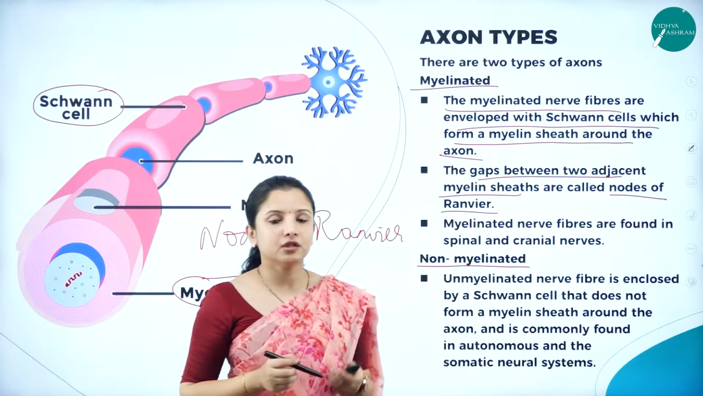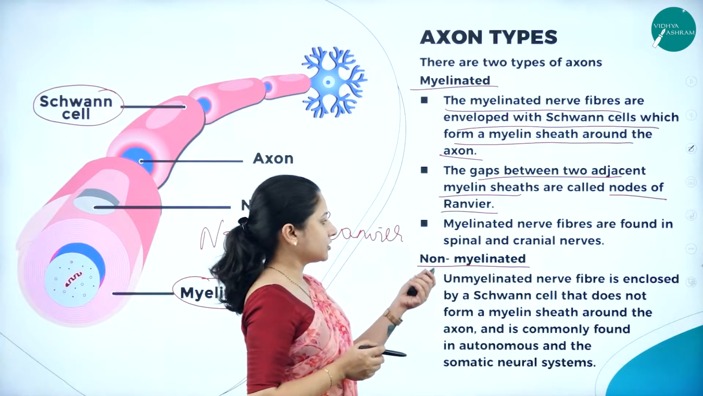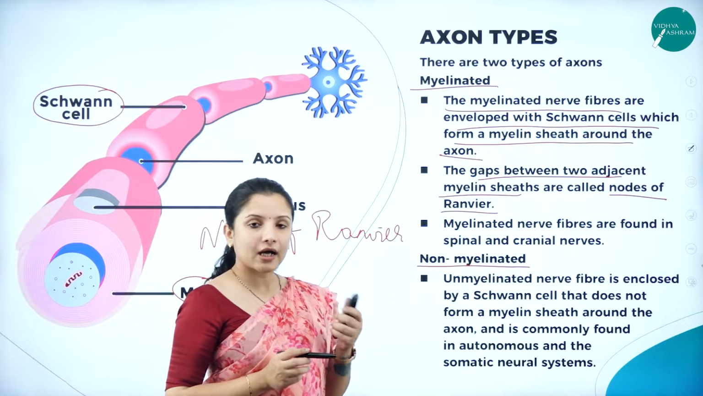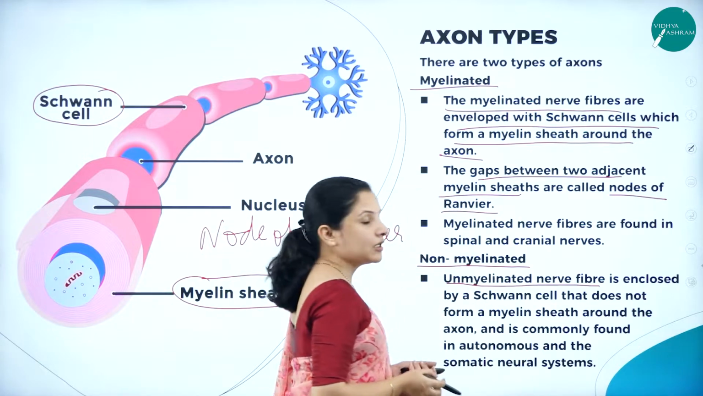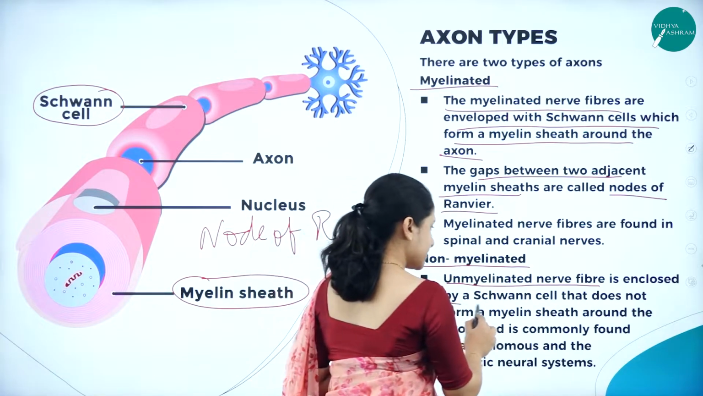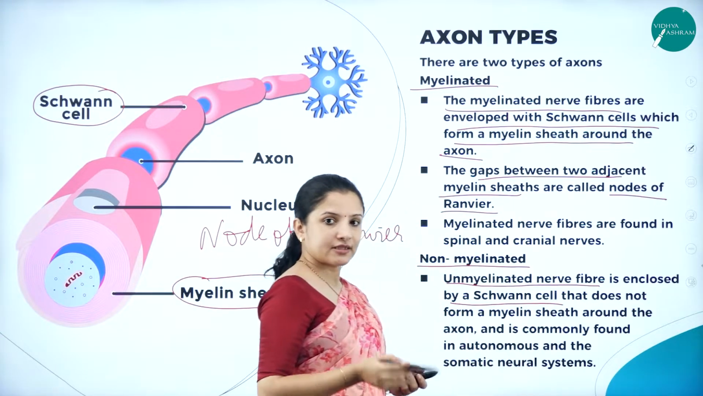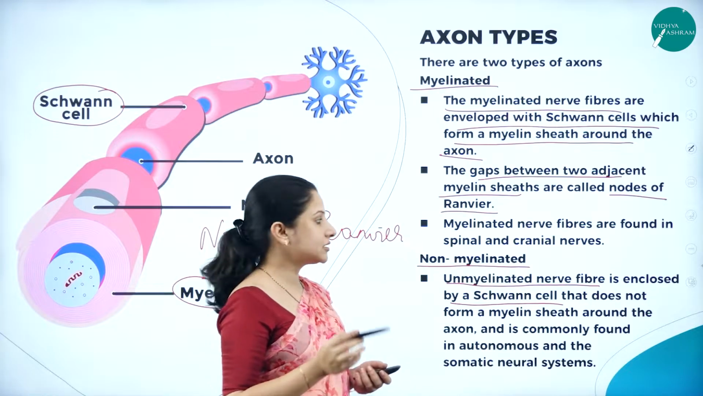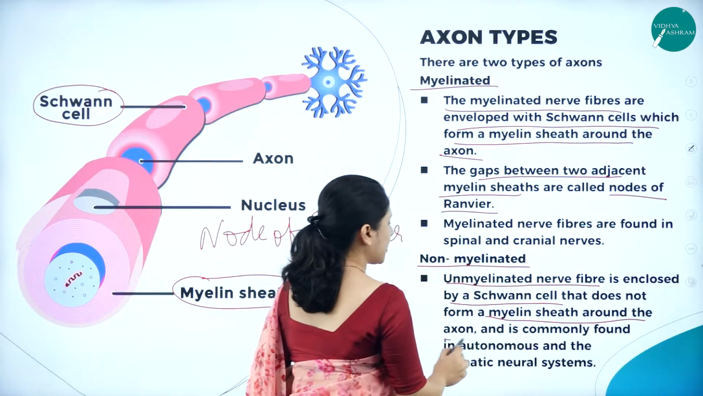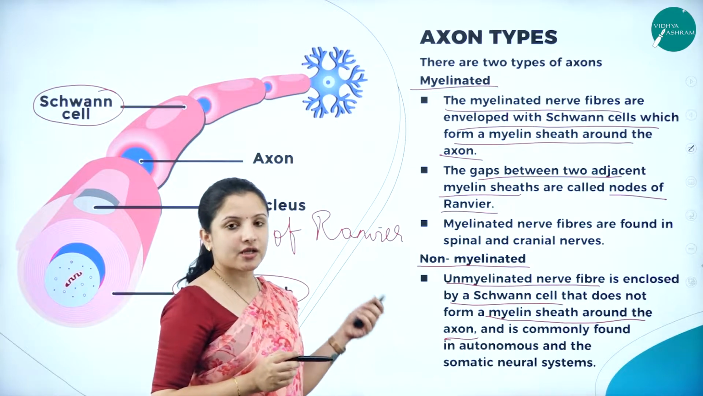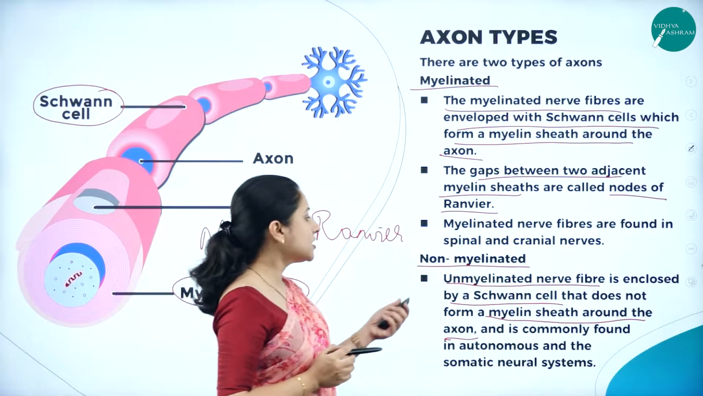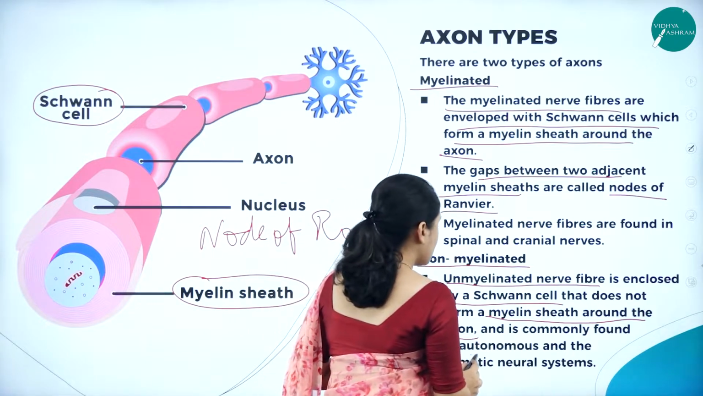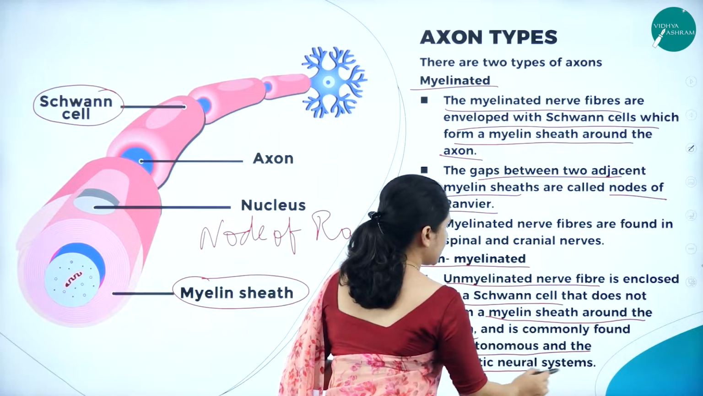Next, talking about the non-myelinated axon. The non-myelinated or unmyelinated axon, or the unmyelinated nerve fiber, is enclosed by Schwann cells. Schwann cells are present, but they do not form a myelin sheath around the axon. Such non-myelinated axons are usually found in the autonomous and the somatic neural system.